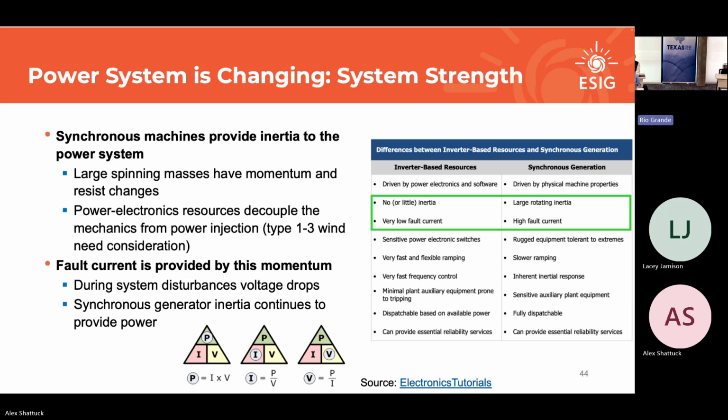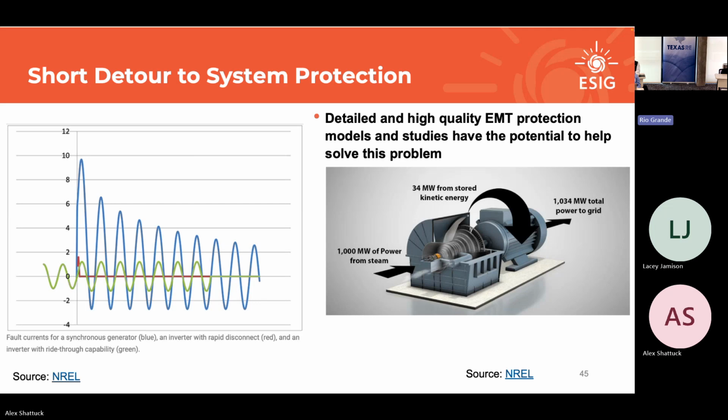So a big piece of this, and we'll do a little sidebar into protection, is it's very clear that with fewer synchronous machines, we have a lot less fault current on the system. Blue here is a synchronous machine's fault current. Red is just how we used to tell inverters to operate, which is get offline and don't bother me anymore, which is not a paradigm we are in any longer. But the green is an IBR with ride-through, right? So you'll see the massive magnitude difference between the two different things.